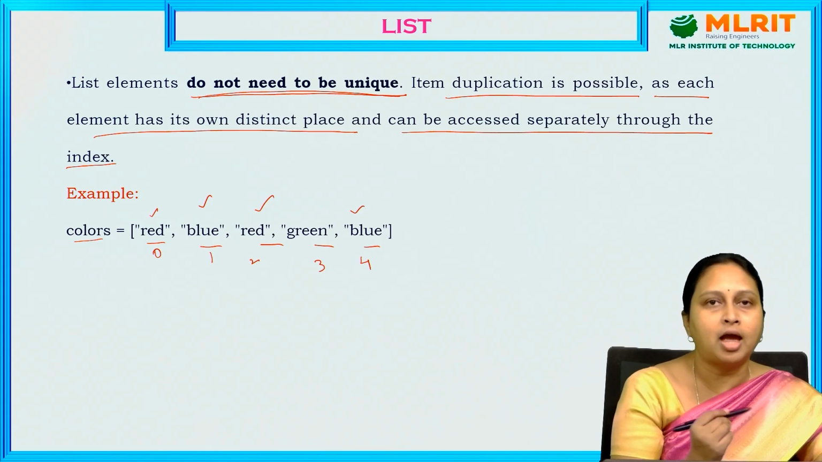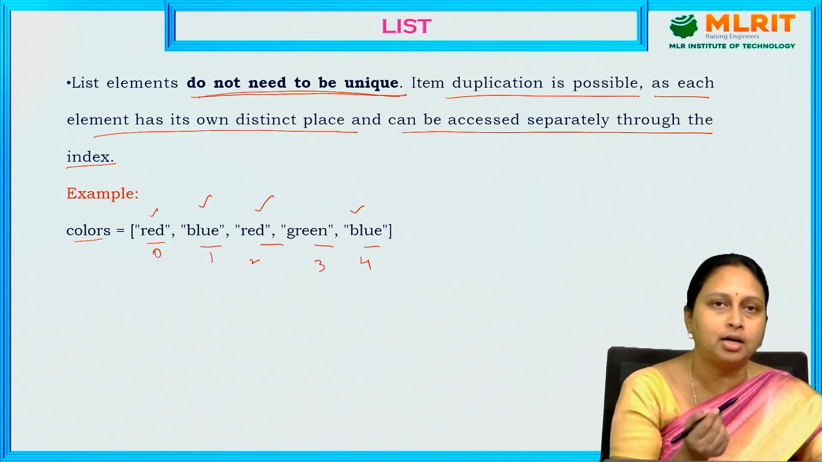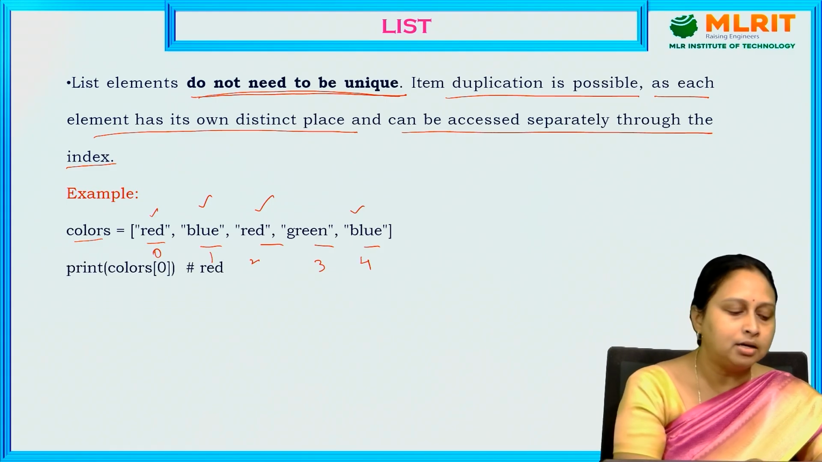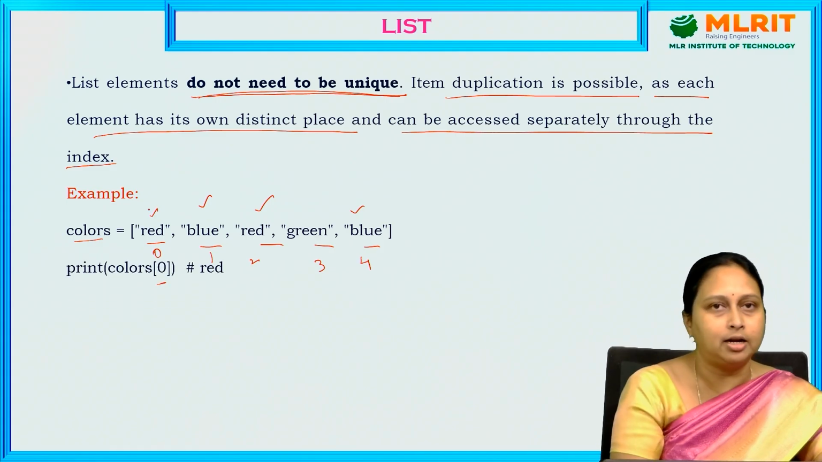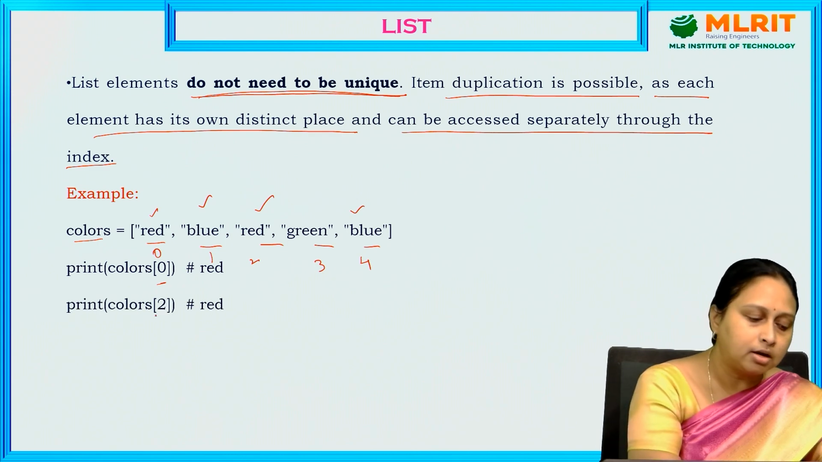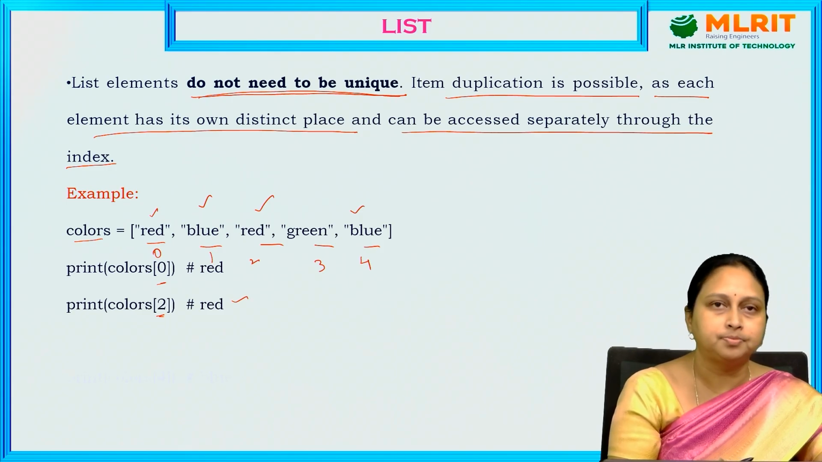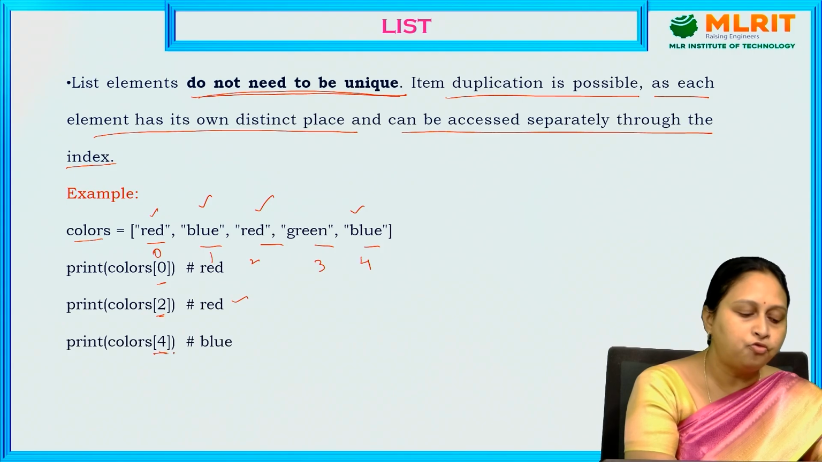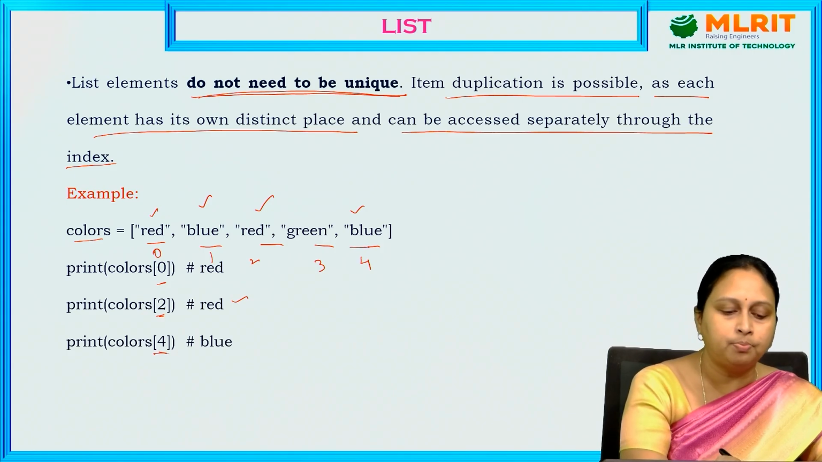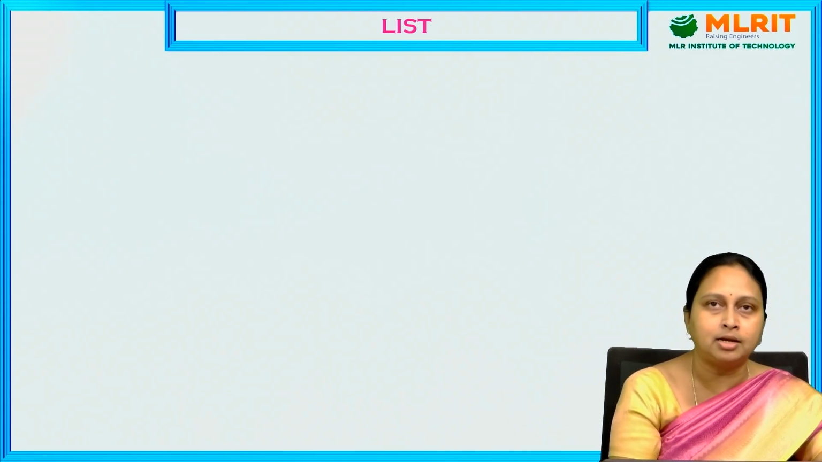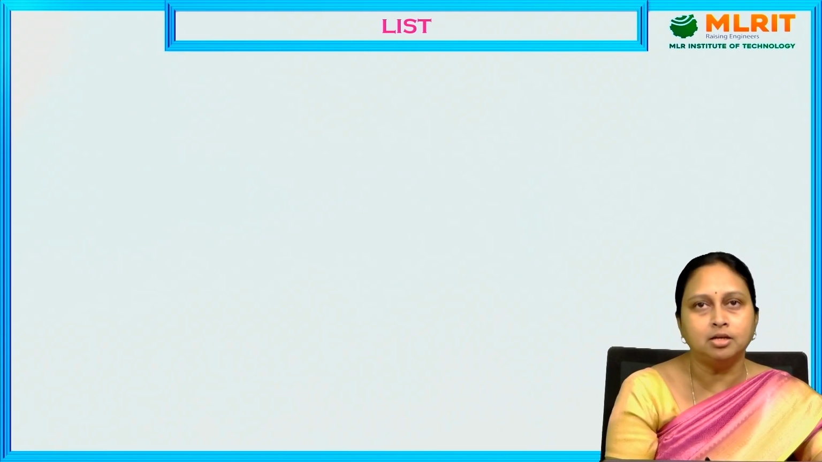For each item we have different indexes. Based on those indexes, even if you have duplicate items, we can access them. If I want to print color of 0, it is going to print the red color. If I print color of 2, it is also going to print the red color. If there is a duplication, we can still access both the items. And if I print color of 4, it is going to print this blue color. In this way, even with duplications, we can access and print all the items in the list.